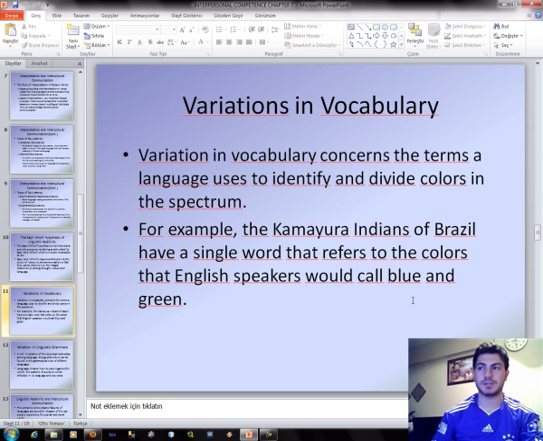Variations in vocabulary. Variation in vocabulary concerns the terms a language uses to identify and define colors in the spectrum. For example, the Camara Indians of Brazil have a single word that refers to the colors that English speakers would call blue and green.